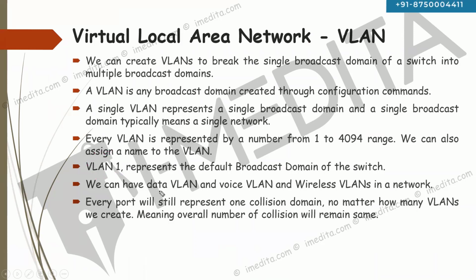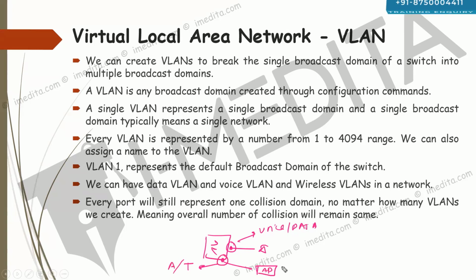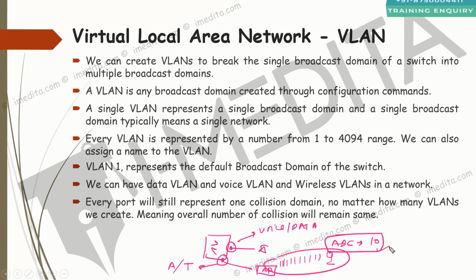We can also have data VLAN, voice VLAN, wireless VLAN in our network. We can connect, for example, a switch with an IP phone, and I can place this in a particular VLAN to support our voice traffic, to support our data traffic. We can also have, for example, an access point connected here, and that port I can configure as a trunk port or as an access port. A particular user that connects to the network in this SSID ABC is automatically going to be part of VLAN 10. So we can also map the wireless SSIDs with a particular VLAN as well.